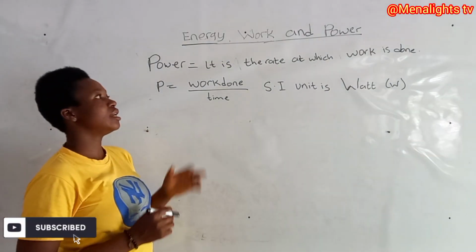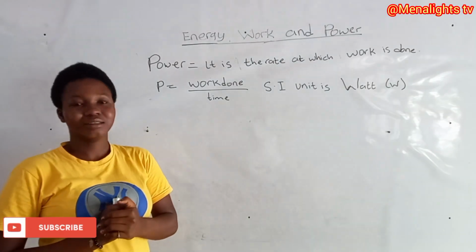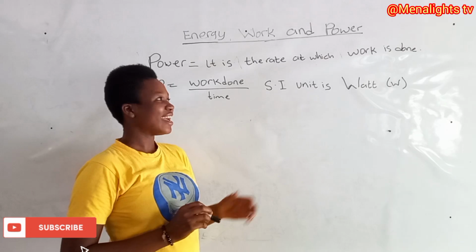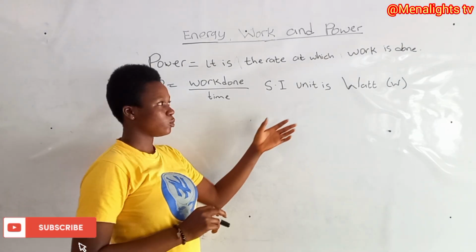So let's look at power. Power simply means the rate at which work is done. So power P is equal to work done over time. The SI unit of power is watts.